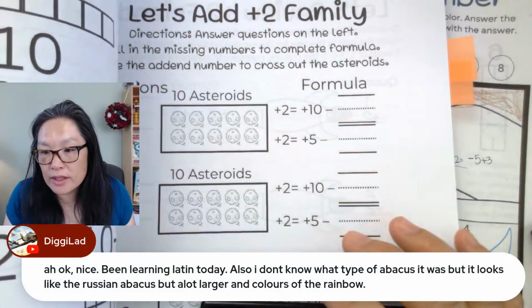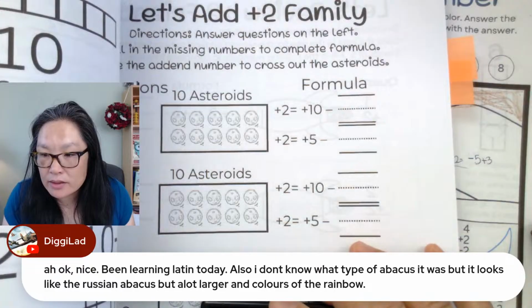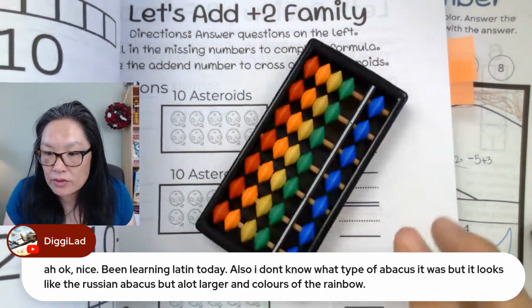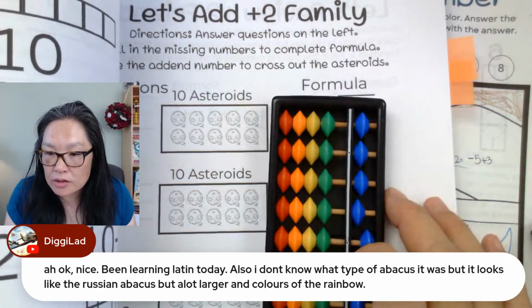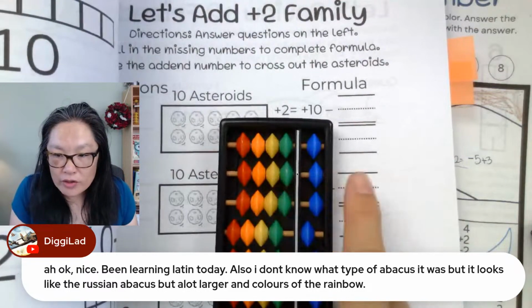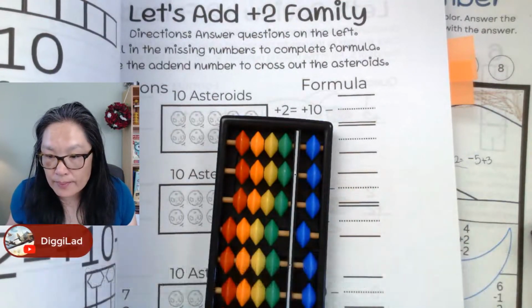Nice. I've been learning. I also don't know what type of abacus it was, but it looks very similar to the Russian abacus, but with a lot of colors. Oh, and the larger ones. Yeah. So the Russian ones is 10 beads across.